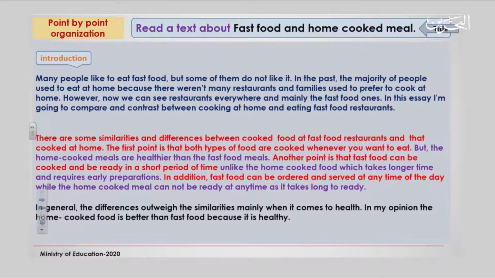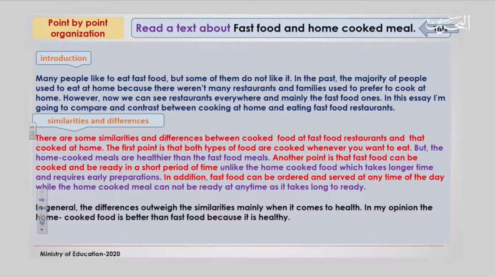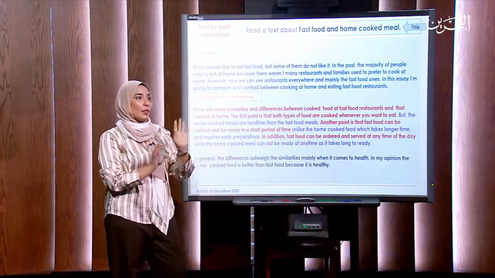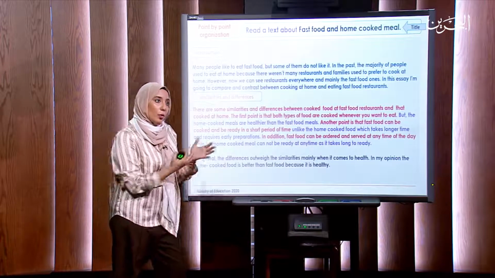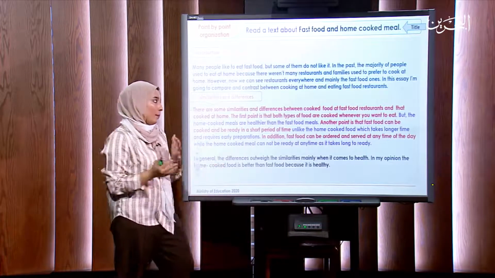Okay, so what do we notice here? The similarities and differences. Why did we call it point by point organization? Because if you look at this method, the red ones are the similarities, followed by the purple, which are the differences. So for example, when I said the first point is that both types of food are cooked whenever you want to eat it, that's true. Whenever you're hungry, you either order the fast food or you go and cook it.